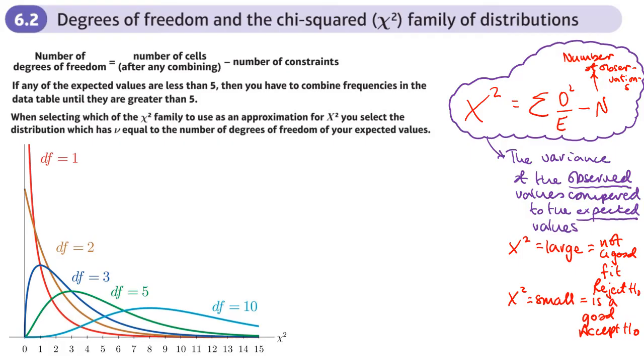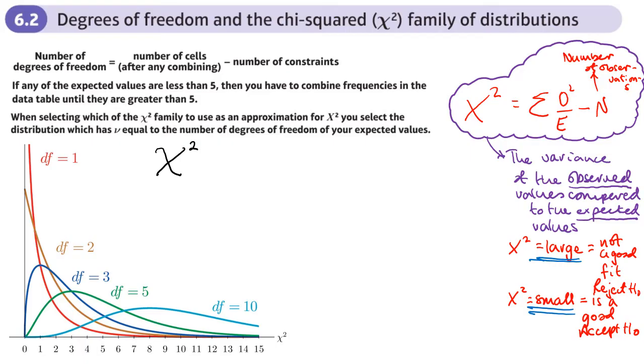Now, just saying large and small is not particularly helpful, because who decides when X squared is large or small? We need to compare it to a value, and this is where chi-squared comes in. Chi-squared is this Greek letter, and we're going to compare our calculated value of X squared with this chi-squared.